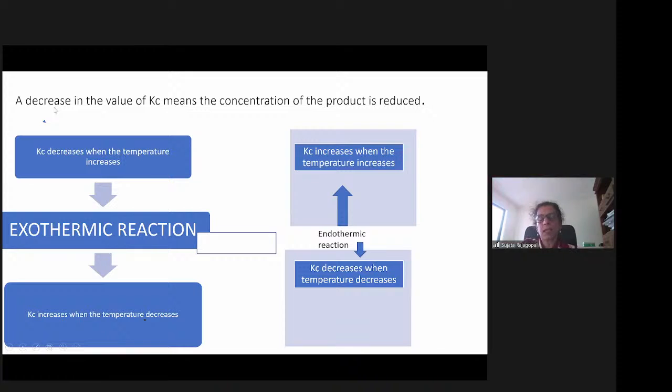Now what does the Kc value represent? A decrease in the value of your equilibrium constant means the concentration of product is reduced. Why? How do you calculate your equilibrium constant? It is the concentration of the products divided by the concentration of the reactants. So if the Kc value is less, it means the concentration of product is lesser than the concentration of the reactants. If the Kc value is higher, it means the concentration of the product is higher than the concentration of the reactants.